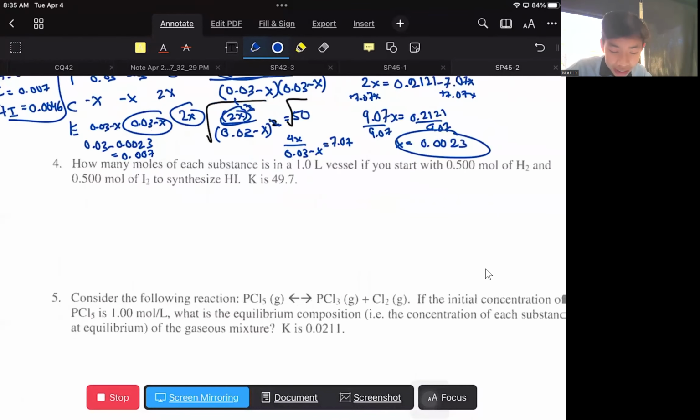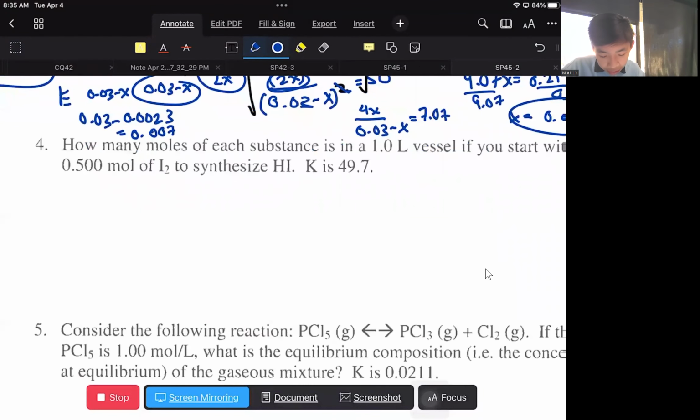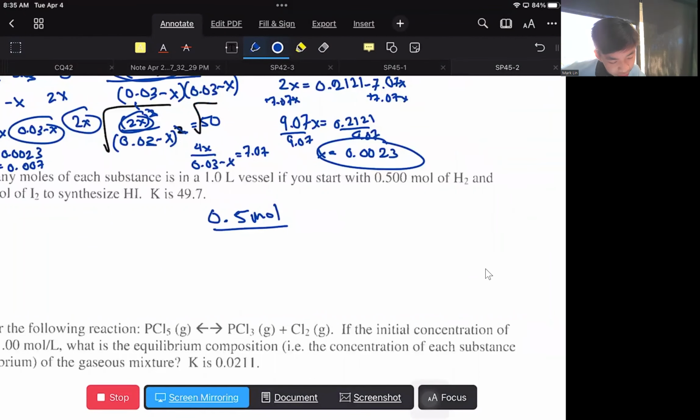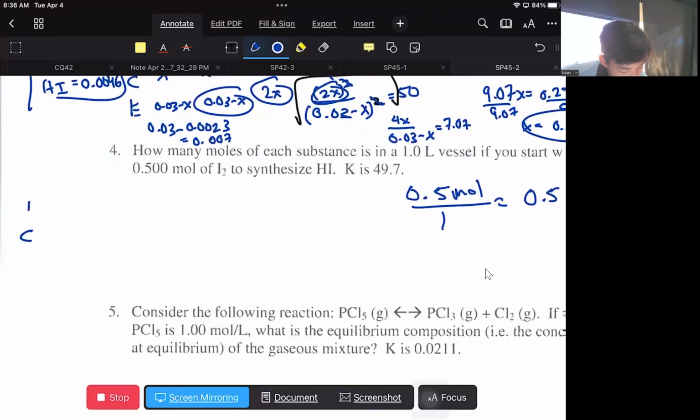So ICE tables again. Molarity is always moles over volume. So you have 0.05 moles over a 1 liter vessel, which is going to be 0.05 molarity. Right. So ICE tables, ICE here.